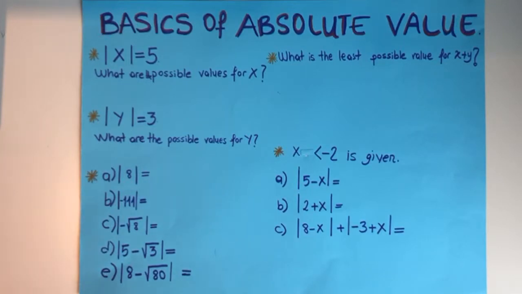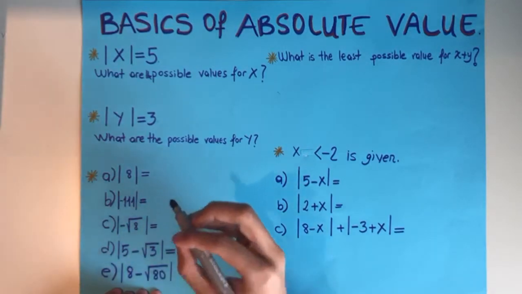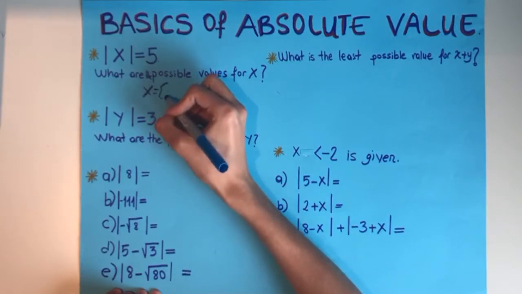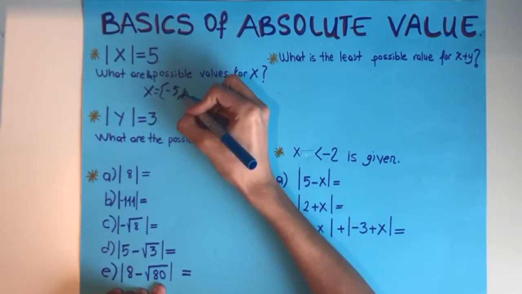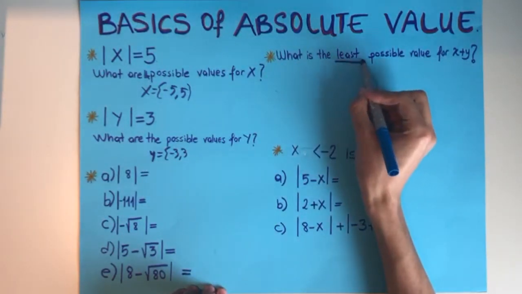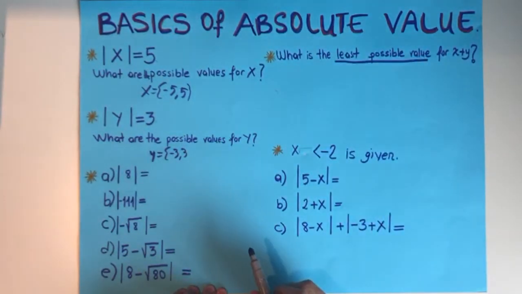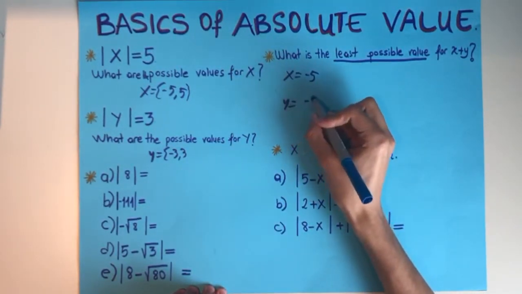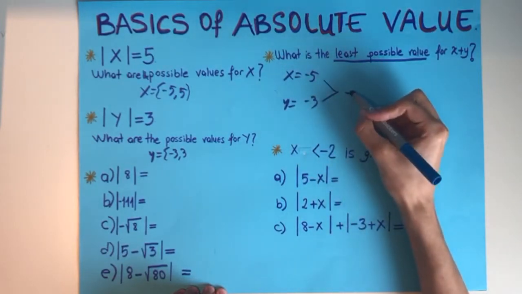Basics of absolute value. For the first question, it asks what are the possible values for x? X in absolute value sign is equal to 5. So possible values for x must be the numbers which are 5 units away from 0. These numbers are minus 5 and 5. For the third question, it asks what is the least possible value for x plus y. Because it asks the least possible value, we must get the smallest numbers for x and y. For x it is minus 5 and for y it is minus 3. So the sum of them is minus 8.